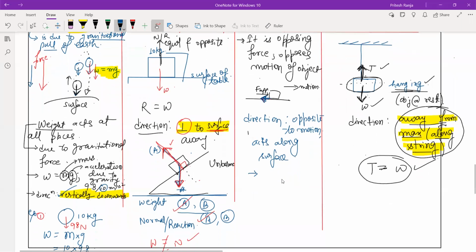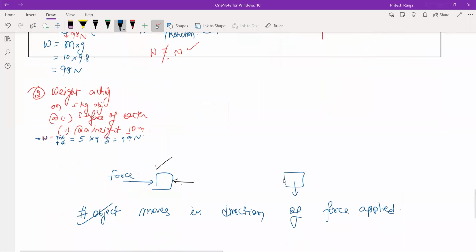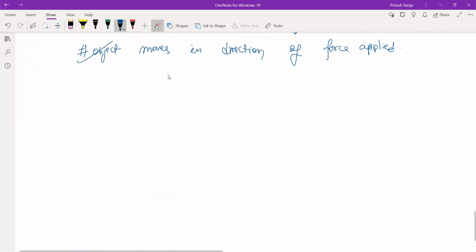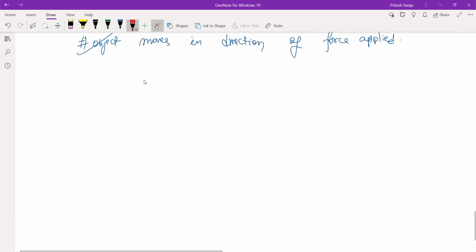Okay, let us move ahead. So let us suppose this is the object and a force is applied on the object. What is the first thing that we observe? As soon as we apply a force, if the object is at rest and we applied force, the object will come into motion.